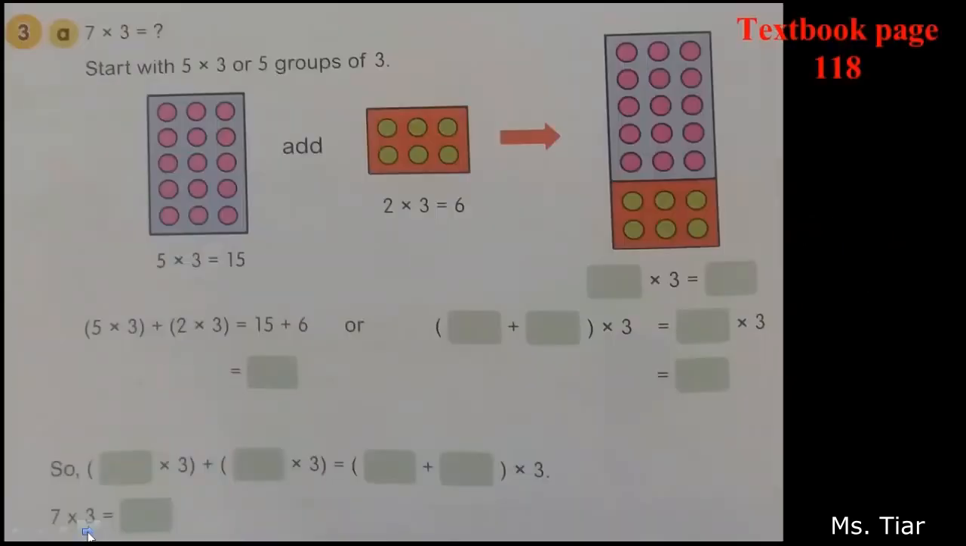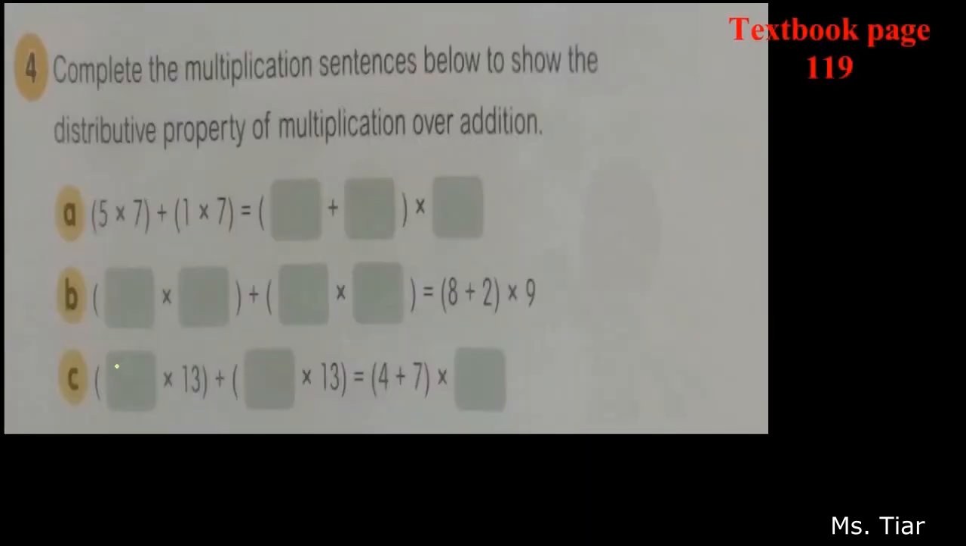Now let's go to your Math Champion book. Now let's check on your textbook page 119. Complete the multiplication sentences below to show the distributive property of multiplication over addition. Wow, very long. Okay, look at this part. 5 times 7 plus 1 times 7. Both of them are multiplied by 7. Because both of them are multiplied by 7, we put the 7 outside here. Get it? And then the number that being multiplied by 7, you put over here 5, and then the 1 over here. So 5 plus 1 times with 7.